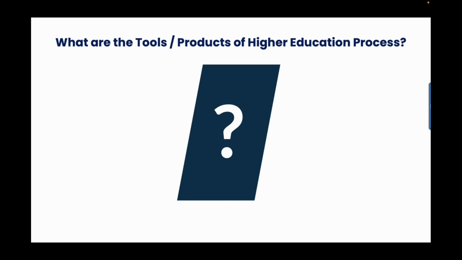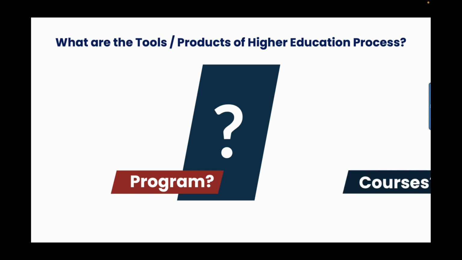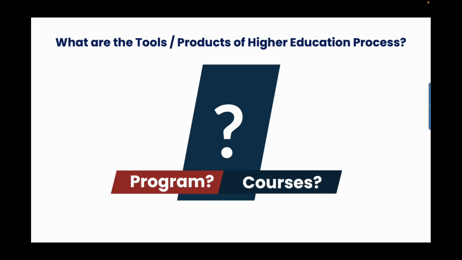Now if we start identifying what the tools and products of higher education processes are, it could be a program. If it is a completely new program that you are going to design, that itself could be a product. You may call it a tool if you do not agree with the term product here, or it can be anything else that is in your mind. It doesn't matter. For the sake of convenience, I'll call them tools, and also products.